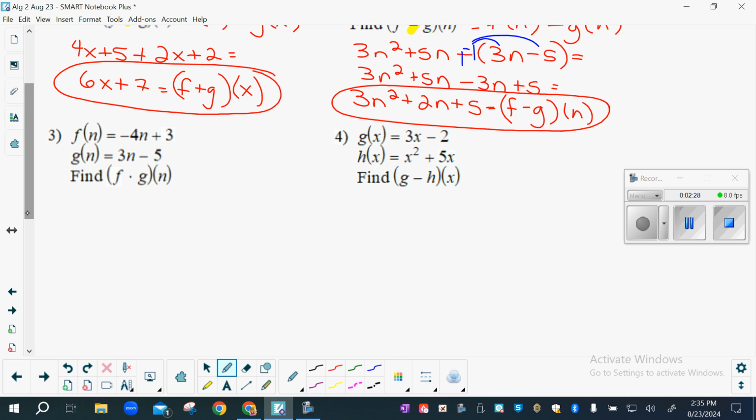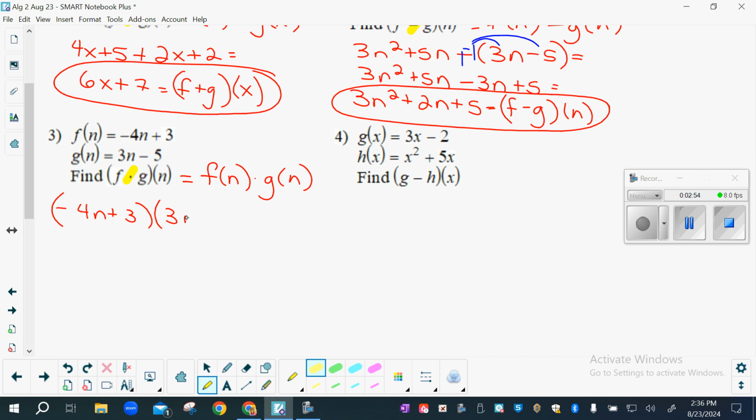Okay, what's the operation on number 3? Multiplication, that's right. So this would be the same thing as f of n times g of n. So our f of n is -4n plus 3. And we're multiplying, so I'm going to put parentheses around them. Multiplying by 3n minus 5.